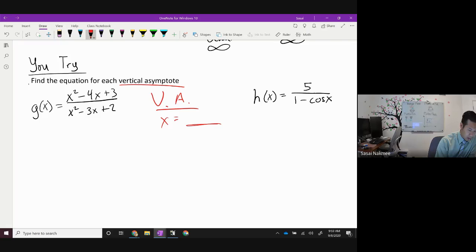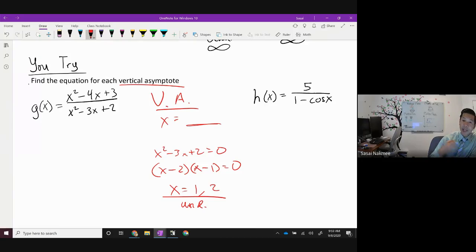So if I set x squared minus 3x plus 2 equal to 0 and solve this by factoring, I get x minus 1 times x minus 2. It looks like I get 2 undefined values, at x equals 1 and x equals 2, right? That is where my function is undefined. It is undefined at x equals 1 and x equals 2, but I cannot make the claim that both of those are vertical asymptotes. I can only make the claim that they're undefined at that point, right?